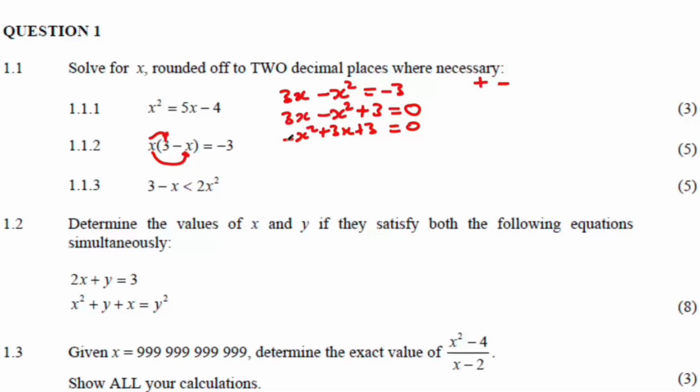To remove this minus, we can multiply everything by a negative, so that negative multiplied by negative becomes a positive. This whole term multiplied by a negative becomes a positive x squared. This term multiplied by a negative becomes a negative 3x. The positive 3 multiplied by a negative becomes a negative 3. And 0 multiplied by a negative is always 0. It doesn't change.